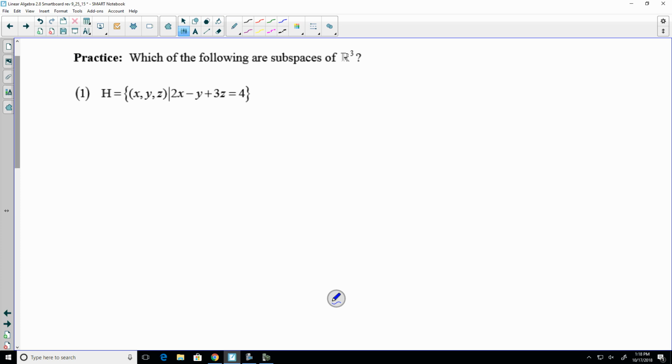It says, which of the following are subspaces of R3? So here's one example. H is, and this notation is set bracket notation. The first part, the x, y, z, tells you what kind of vectors are in the set. So these are R3 vectors. And this tells you the property that they have to adhere to be in the set. This is the condition that must be met. So these are all xyz vectors such that, that's what this vertical line means, you say such that.